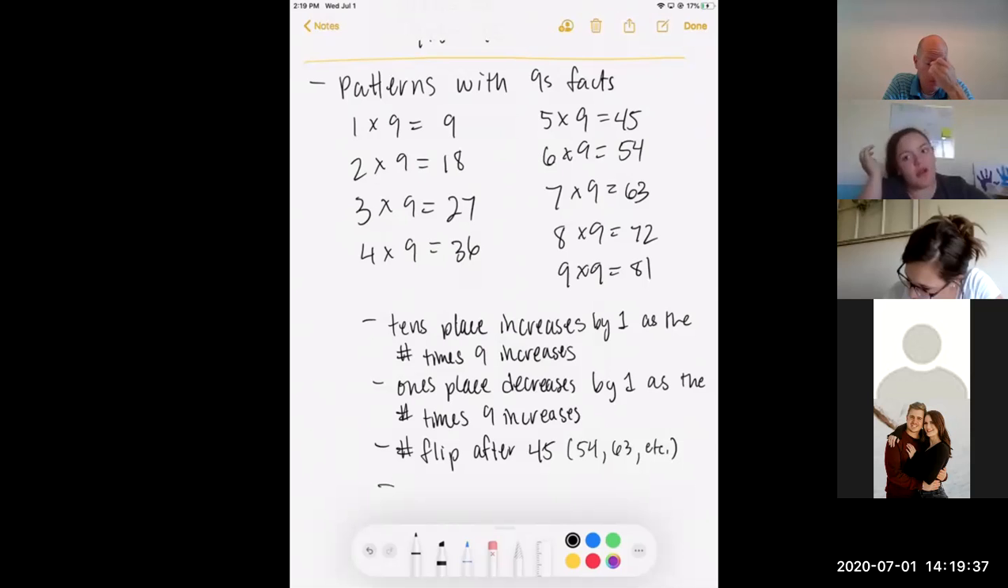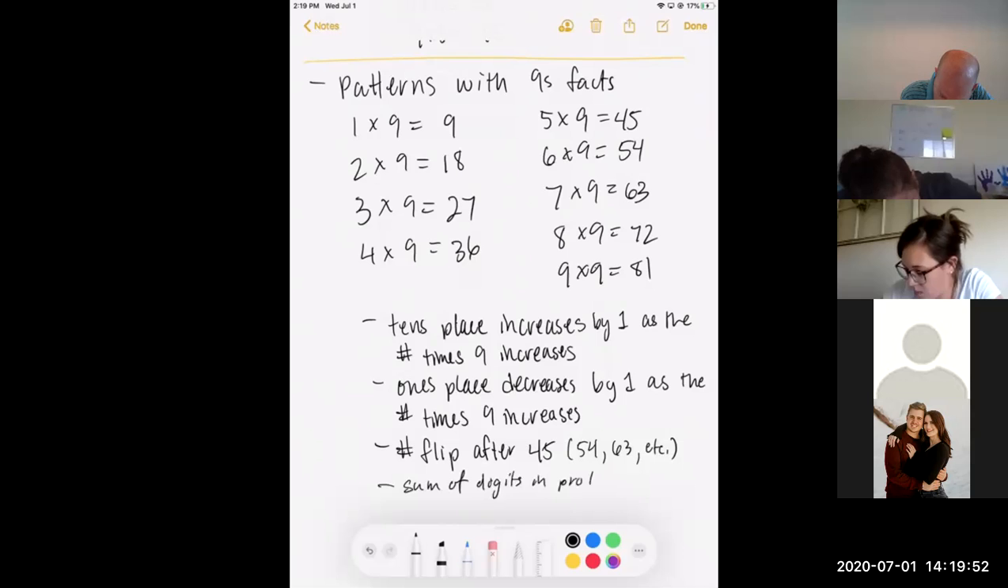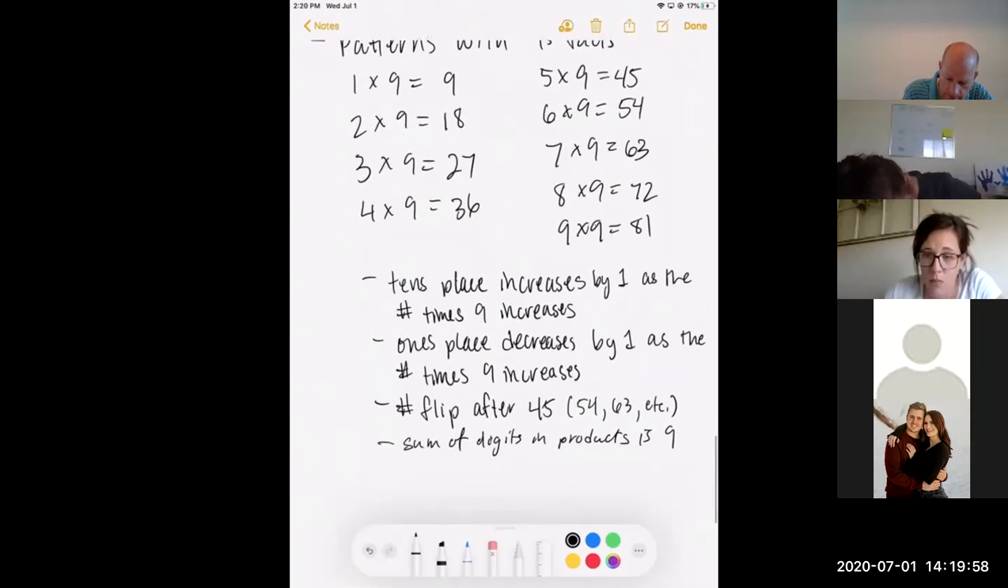Every single one of the products adds up to 9. Okay, so the sum of the digits in the products is 9. That's pretty neat. Okay, great.